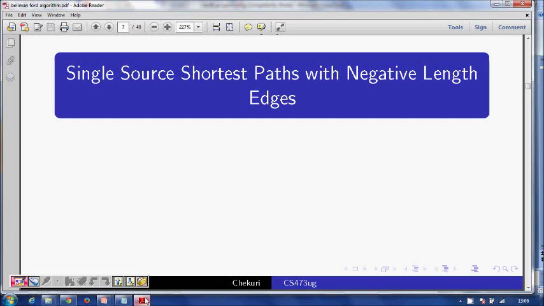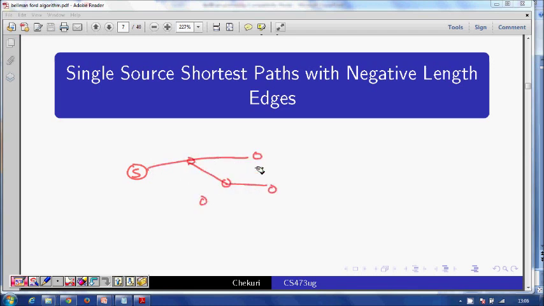In this lecture, we are going to learn about single source shortest path with negative length of edges. We have already seen some algorithms for single source shortest path. There is a graph, you have a single source, there are a lot of other nodes, and you want to find the shortest path from this node. But here there is a speciality: your edges can have negative weights. So how will you handle that case?